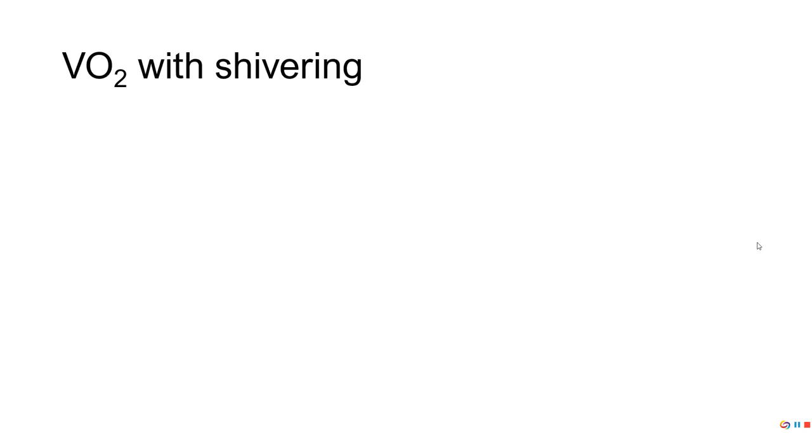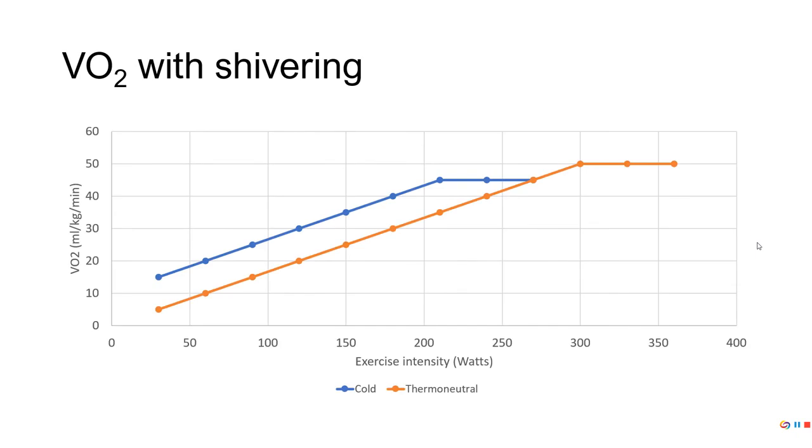All right. Now, if it's cold enough, what happens? Well, we start to shiver. And so if you're shivering while you're exercising, well, that increases VO2. Like if you look here, we take an exercise for a given intensity, shivering increases VO2 by 10 or 15%. And so this is because shivering requires oxygen.